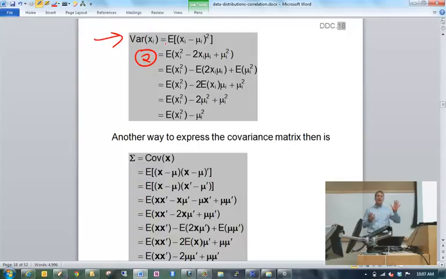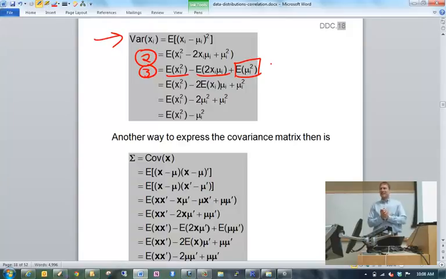Then, with this expected value, I can push it through any pluses and minuses. So that's step 3. So I have the expected value of xi squared minus the expected value of 2 xi mu i plus the expected value of mu i squared. The expected value of mu sub i squared is mu sub i squared. Why?